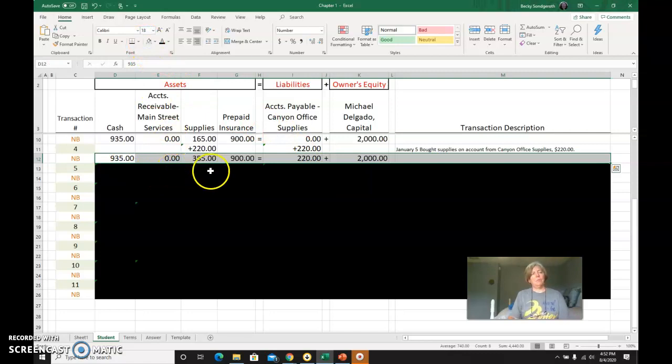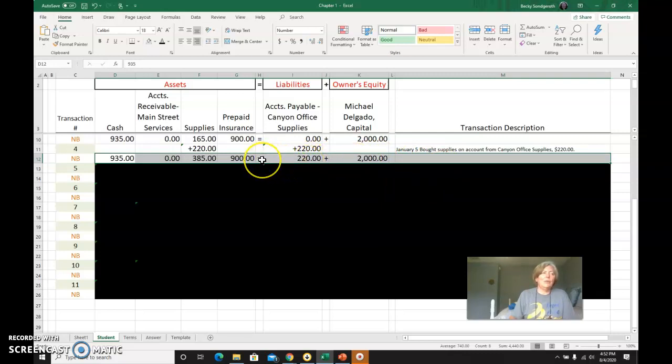$935 for cash, 0 for AR, $385 for supplies, $900 for prepaid, $220 for AP, accounts payable, and then $2,000 for capital. And I want to make sure that I still equal. Left side equals right side. So left side is 900 plus 385 plus 935. If I add all that up, I get 2,220. And on the right hand side, if I add all that up, I get 2,220.